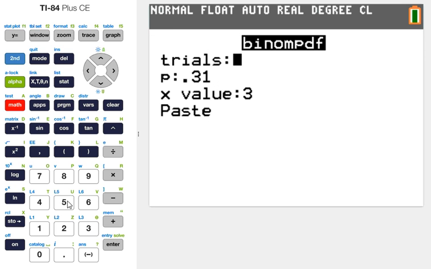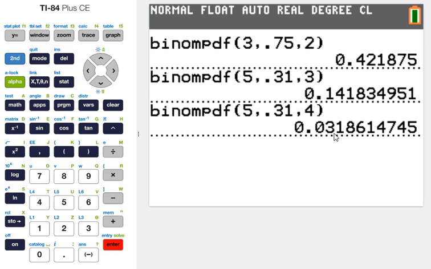Binom PDF, so 5. The only thing I need to change here is we wanted 4. So I hit enter. So that's a 0.032. Find that piece. Now I'm going to add it to the second part.